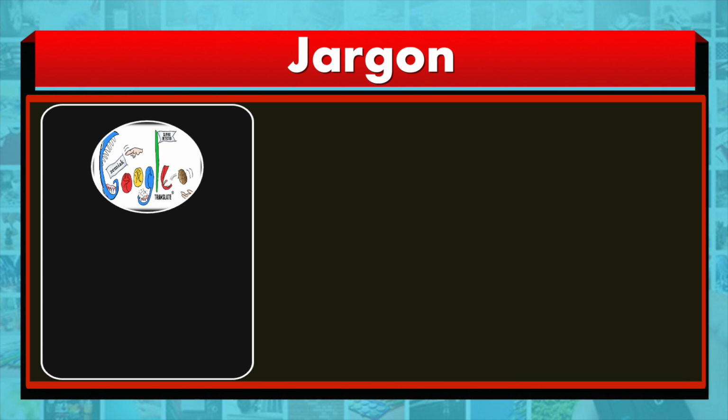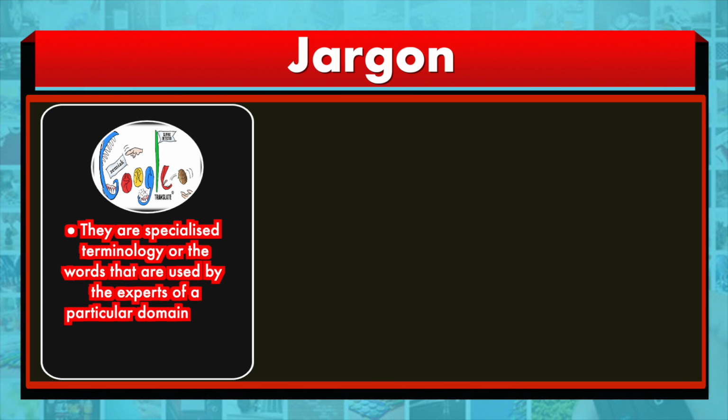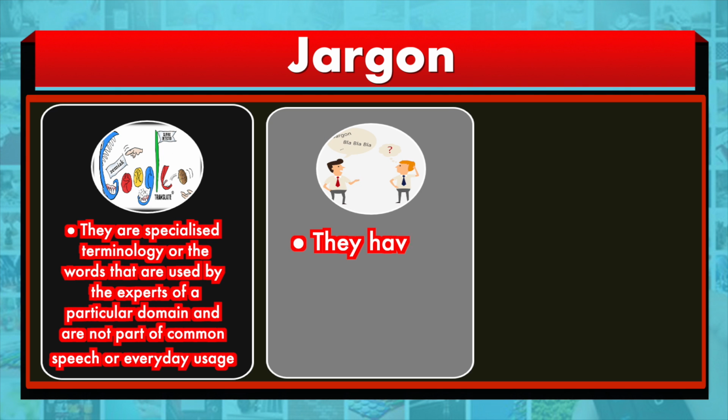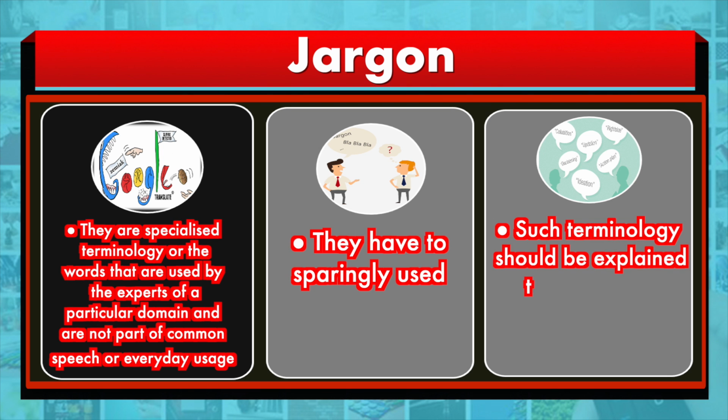Jargon. They are specialized terminology or the words that are used by the experts of a particular domain and are not part of the common speech or everyday usage. They have to be sparingly used. If such terminology is used in news bulletins, then they should be explained to the viewers.